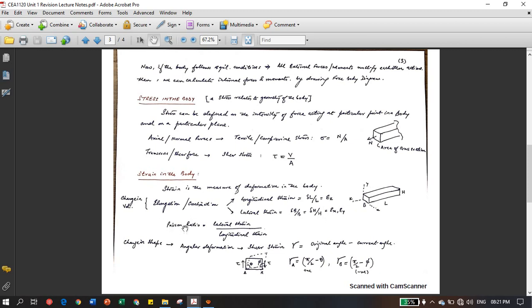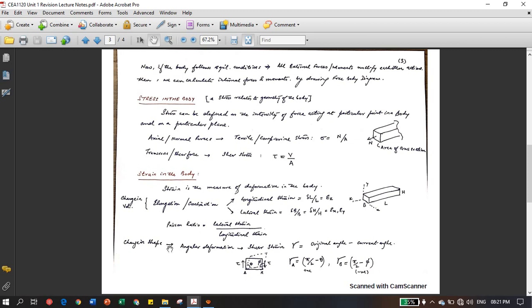And Poisson's ratio is the ratio between lateral strain and longitudinal strain. So Poisson's ratio will be given as minus the lateral strain divided by the longitudinal strain. Okay, it has a value from 0 to 0.5, and sometimes it is negative also in various materials, such as viscoelastic materials and others.